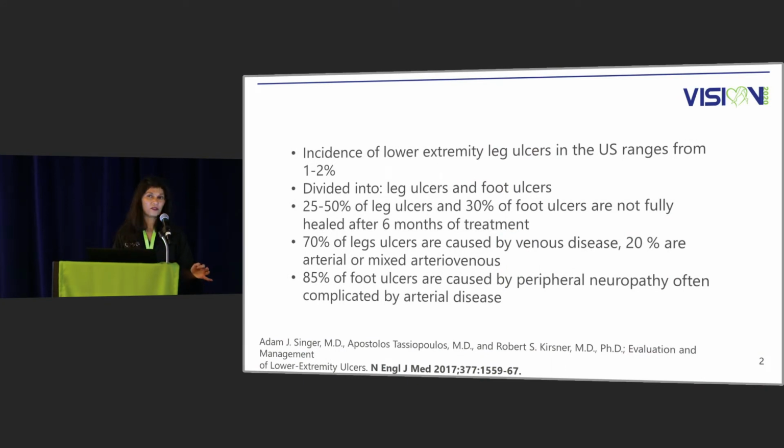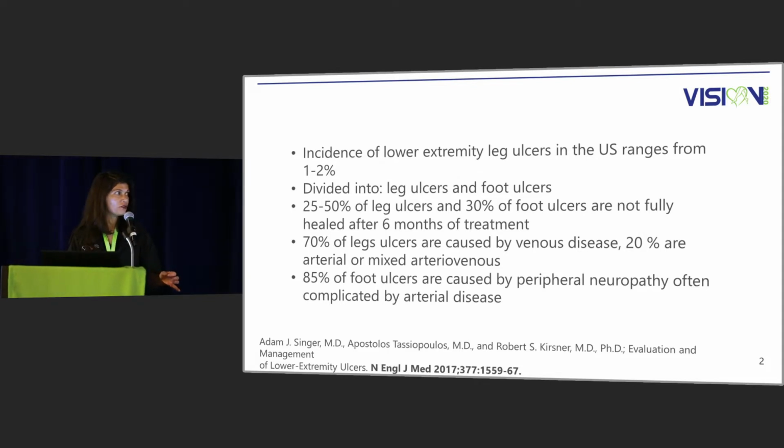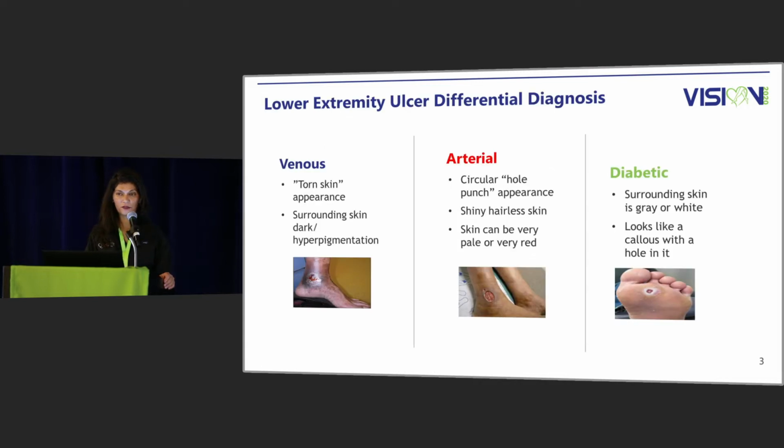70% of leg ulcers are venous. As we know, 20% are arterial or mixed venous arterial, so 10% is something else. 85% of foot ulcers are caused by some form of neuropathy complicated by arterial disease.